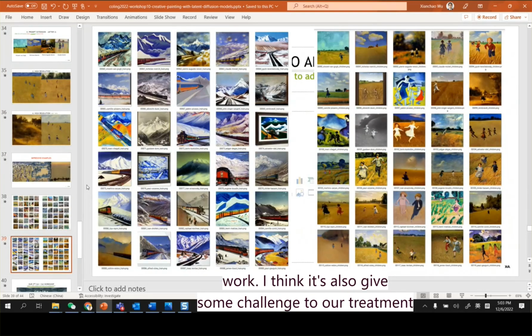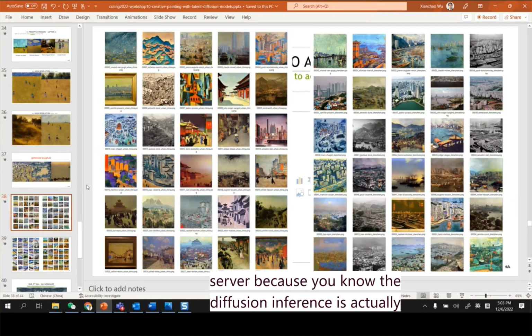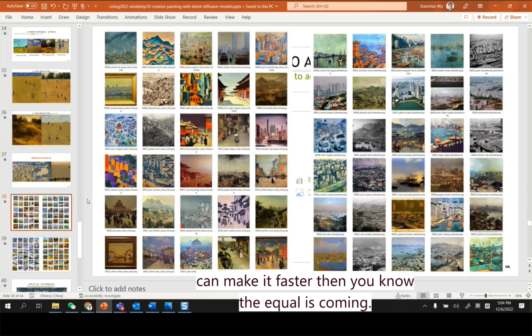I think it also gives some challenge to our Triton server because, you know, diffusion inference is actually not that quick. It's slow. The slowness is a good point. If it's NVIDIA's task to make it faster, and if we can make it faster, then, you know, the era is coming.